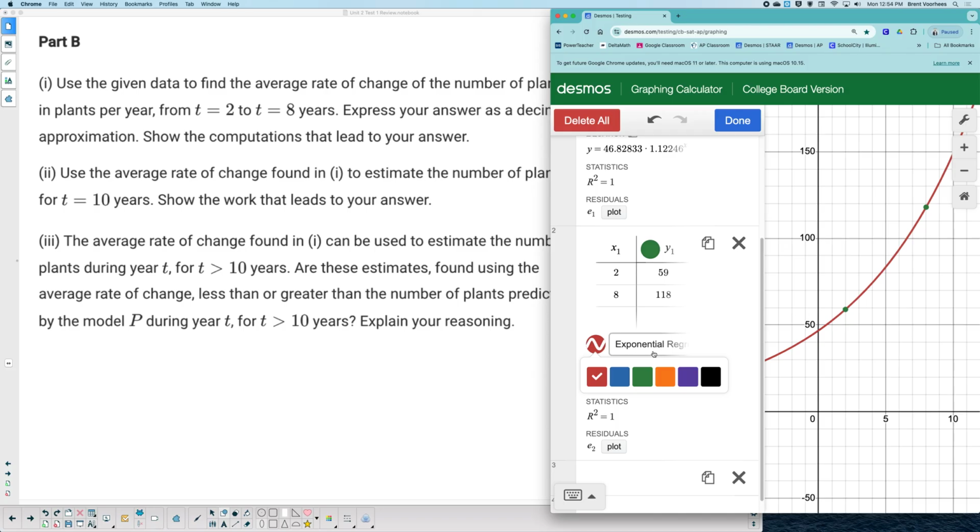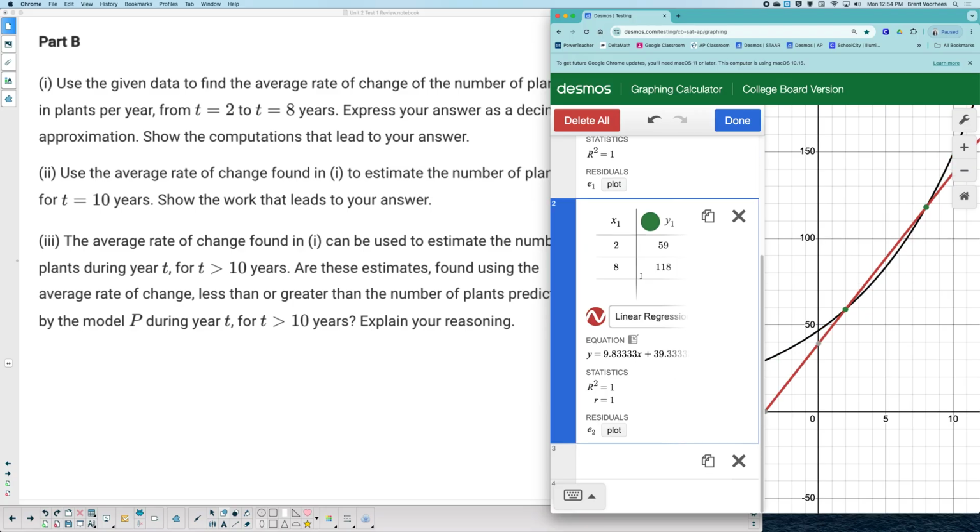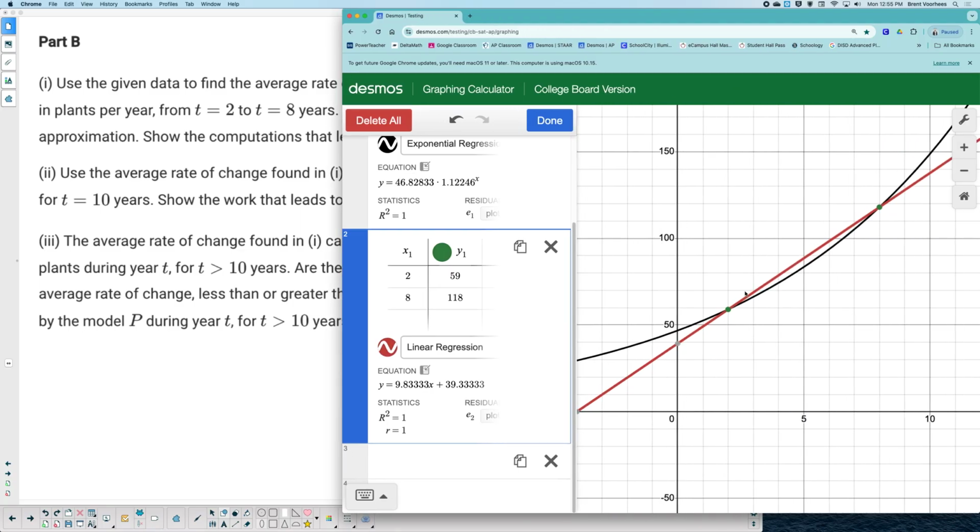Now, AROC does not look like exponential, ever. AROC never looks like exponential. What does AROC actually look like? Linear. Choose linear. So at this stage, you should have 2 regressions going. Does everybody have 2 regressions going? Okay, the linear, if you remember, your AROC is your slope. Is everybody's slope the same as mine? 9.833. Everybody getting that slope?